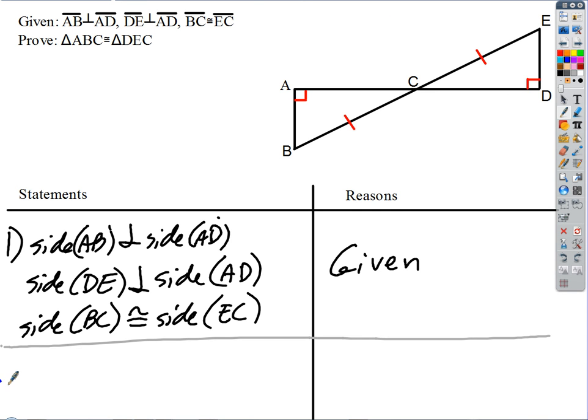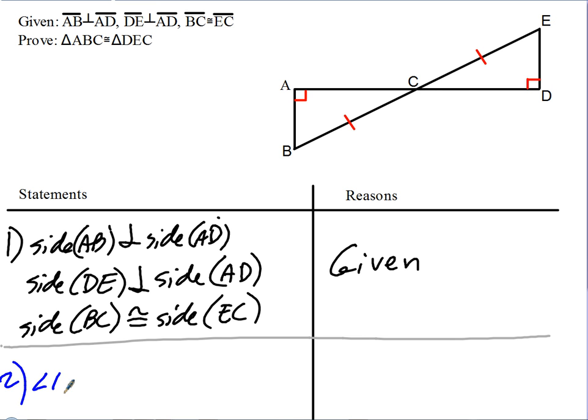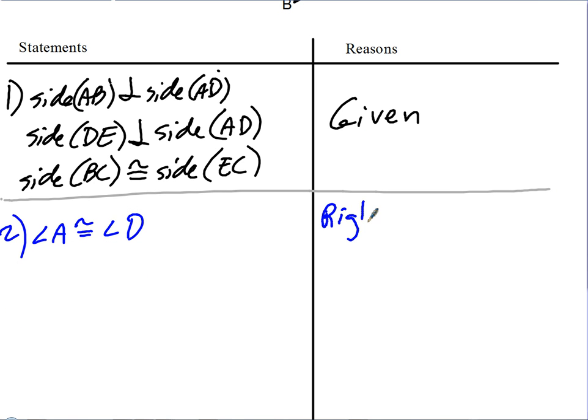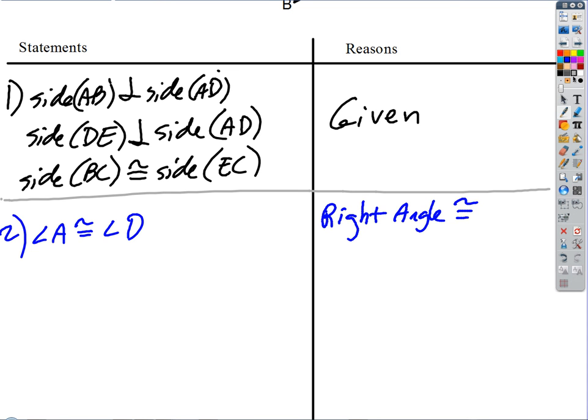Okay, so step 2, I guess we could say angle A is congruent to angle D. What did we say the reason for that was? Yeah, good. Right angle congruence. Theorem, but we'll just write right angle congruence. Okay, there's 2. We need one more. And that was vertical angles, wasn't it?